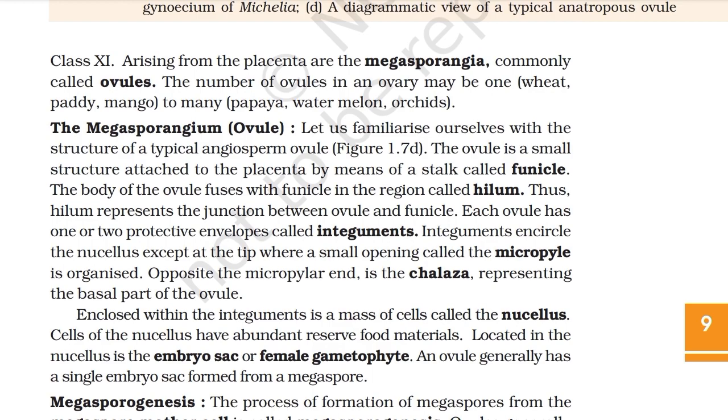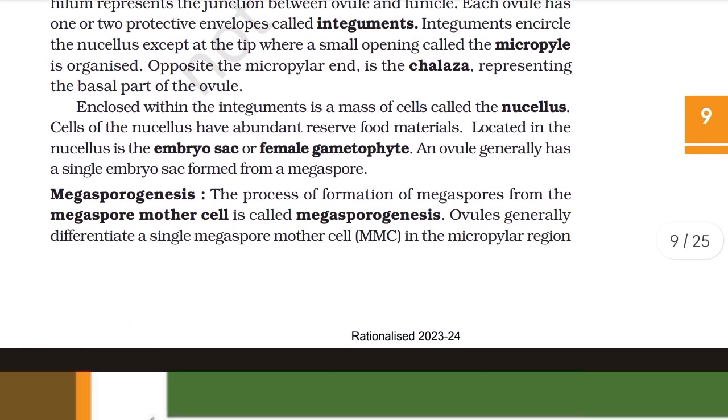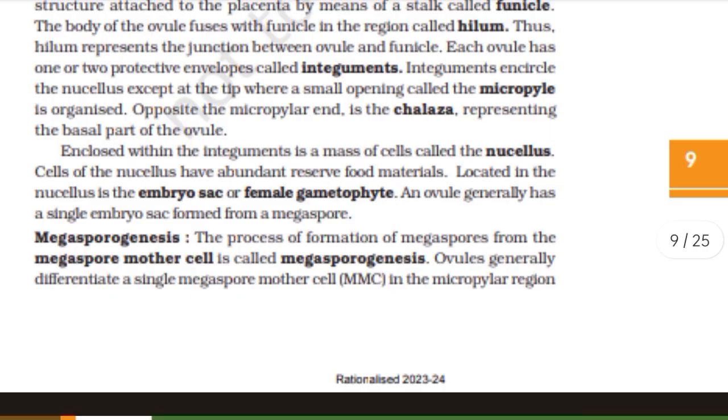Opposite to the micropylar end is the chalaza, representing the basal part of the ovule. Enclosed within the integuments is a mass of cells called the nucellus. Cells of the nucellus have abundant reserve food materials. Located in the nucellus is the embryo sac or female gametophyte. An ovule generally has a single embryo sac formed from a megaspore.